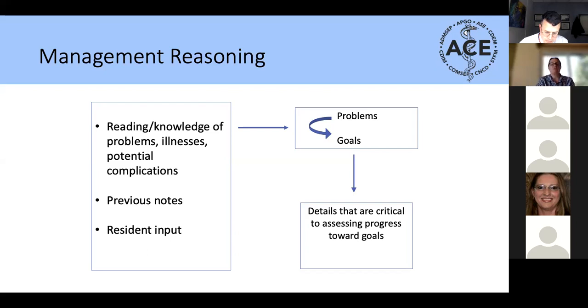But again, these are sources of understanding problems and goals. And I think this is particularly helpful if you've got a more advanced student who's quite comfortable, but is taking care of a patient with a diagnosis or a problem that's complicated and needs to be broken down. Students find it helpful to have a frame.